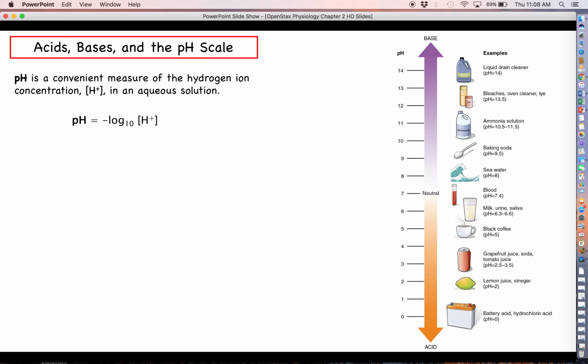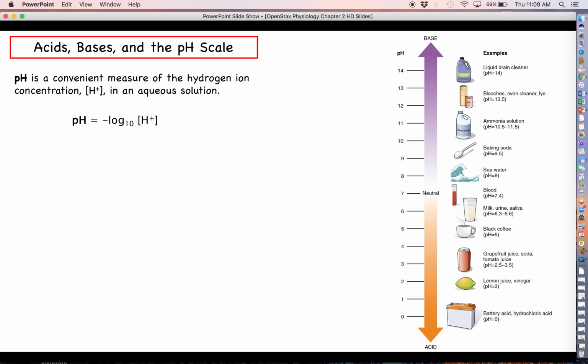So this is all important because we have something called the pH scale. For aqueous solutions like pure water or like salt water or blood or any of our bodily fluids, we have the ability to measure how much hydrogen ion is present. And that is what the pH scale is all about. So pH can be calculated by using this formula here, the negative log base 10 of the hydrogen ion concentration.